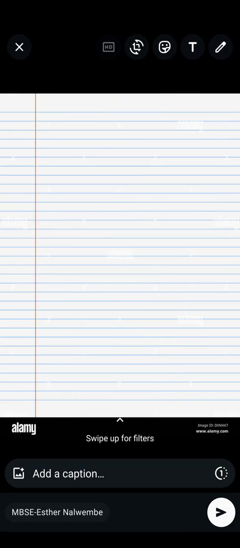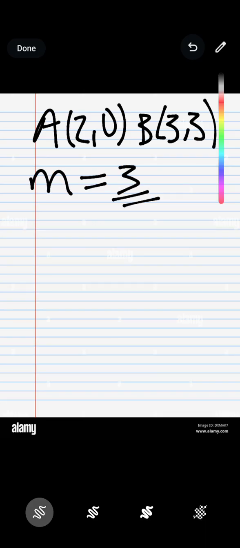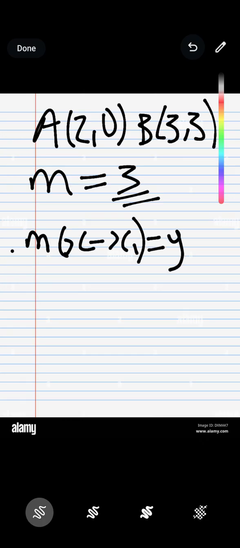So again, the coordinates are (2, 0) and B (3, 3). So we had found the gradient to be 3, right? So after finding the gradient, most of my students have this formula. You have to put M outside. Let me just write it properly. M times (X minus X1) equals Y minus Y1.